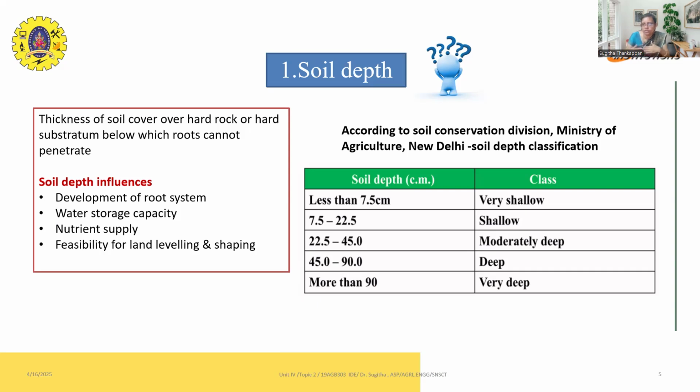22.5 to 45 centimeter is categorized as moderately deep, which is favorable for most of our annual crops, field crops like rice, maize, etc., and vegetables. And 45 to 90 centimeter is considered deep, which is required for crops like red gram and other crops. And more than 90 is ideal. It is considered the very deep class, and it is ideal for growing perennial crops like tree crops.